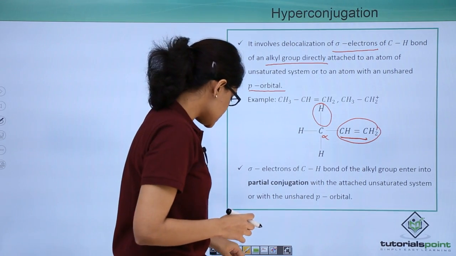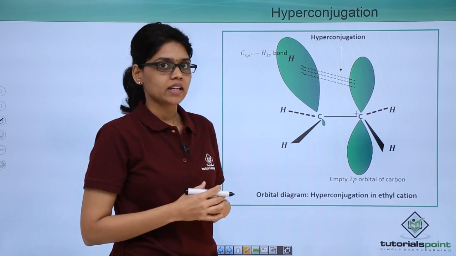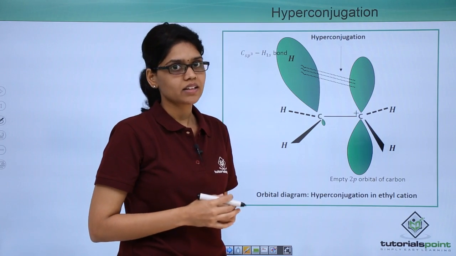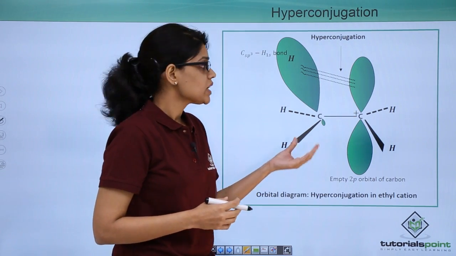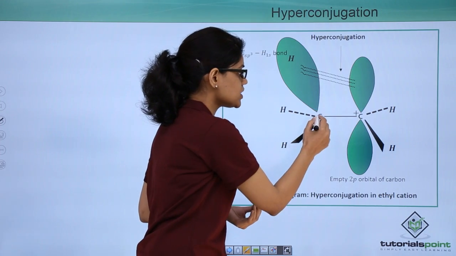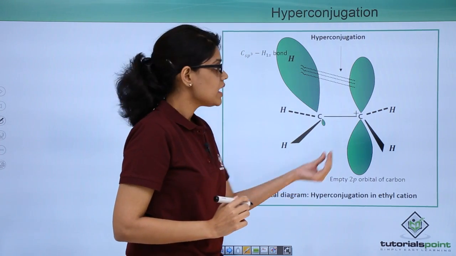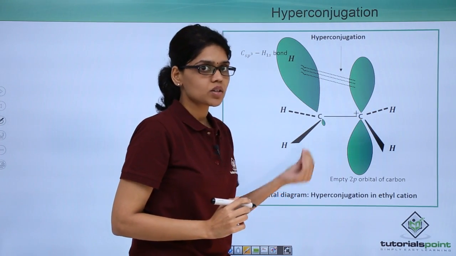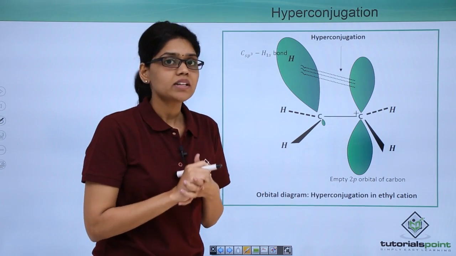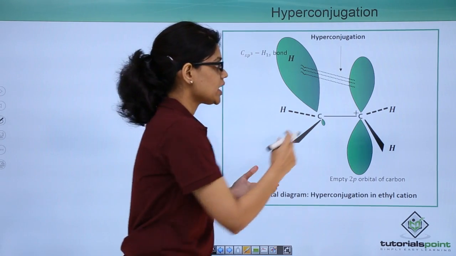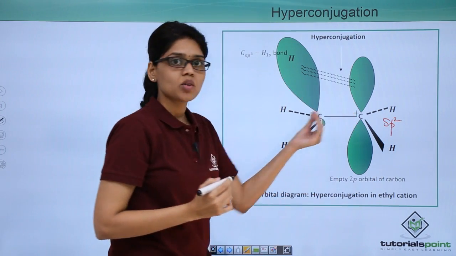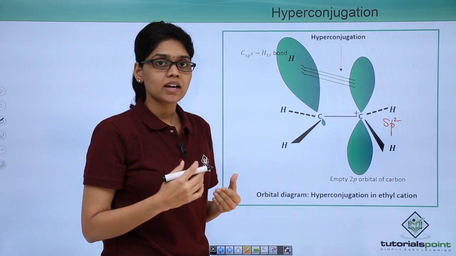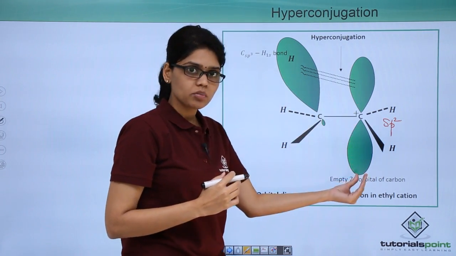Let us try to understand this further using an orbital diagram of a cation, the ethyl cation. The ethyl cation is nothing but CH3CH2+, and you can see that this is the first carbon, which is a tetrahedral carbon, and CH2+. If you look at it closely, we can see that the carbon here is electron deficient, and it is an sp2 hybrid carbon, and obviously an sp2 hybrid carbon has an unshared or vacant p orbital.